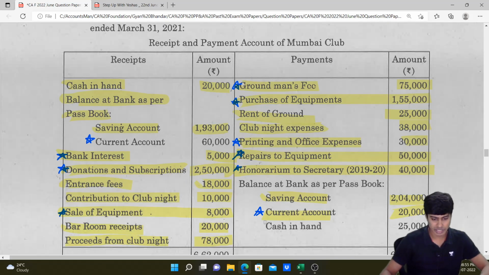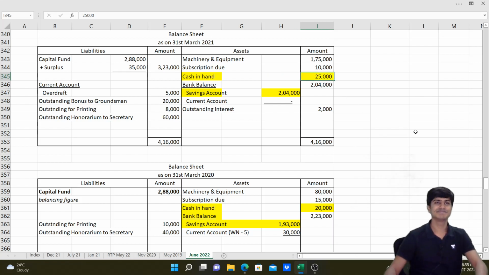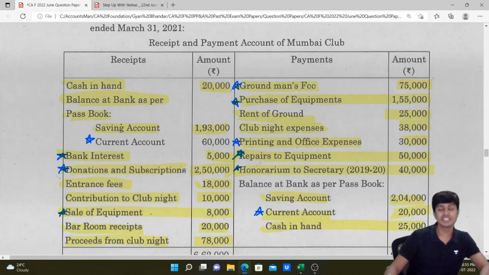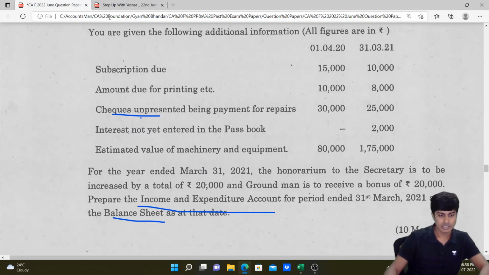Then we'll go to cash in hand. How much is cash in hand? 25,000. So cash in hand 25,000. So we posted all the items from receipts and payments. Now we'll go down to see the items from opening and closing balances.